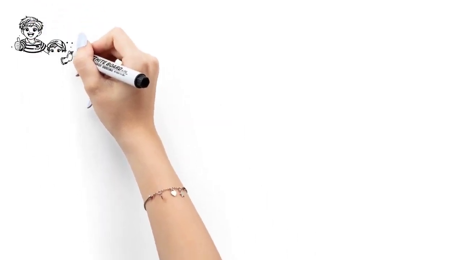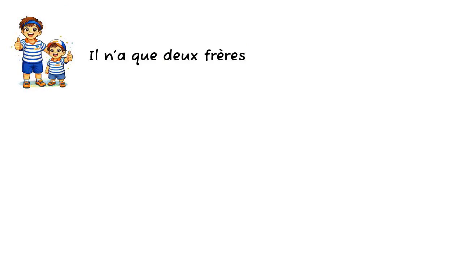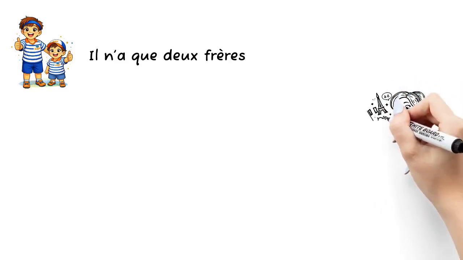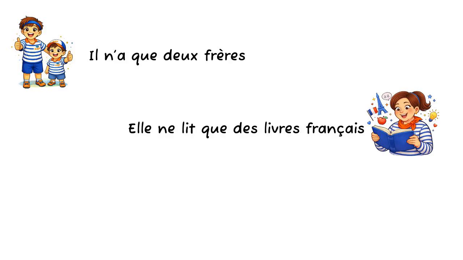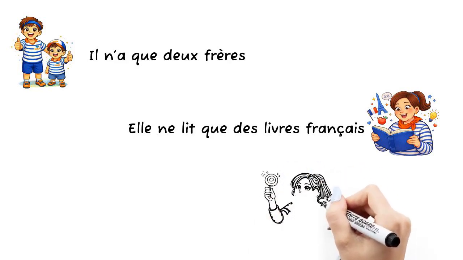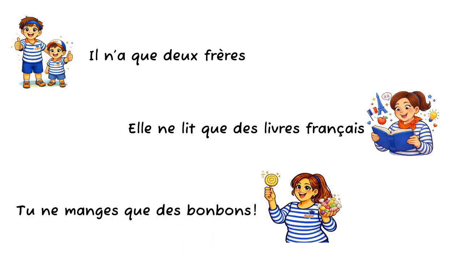And we can have a look at ne que in a few examples. For example, il n'a que deux frères. He only has two brothers. Or we might want to say, she only reads French books. Elle ne lit que des livres français. Or we might say, you only eat sweets. Tu ne manges que des bonbons. So the que goes before the thing that we are limiting in the sentence.